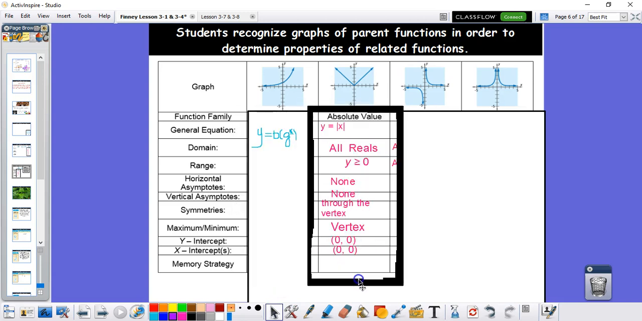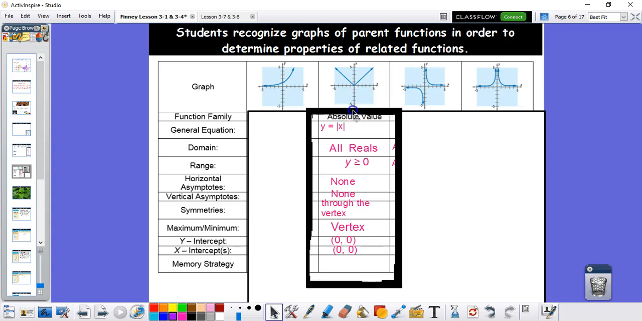Absolute value, a more popular function. So we look at this, y equals the absolute value of x. We have all real numbers. Our range is greater than or equal to 0. Since it's greater than or equal to 0, that means we don't have asymptotes. Our symmetry goes through the vertex, much like it does for a parabola. So if you can write the equation for absolute value in vertex form, like you did in Algebra 2, you'll be great.